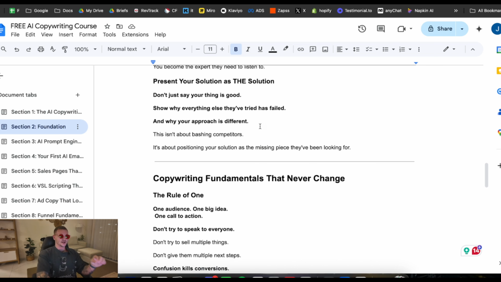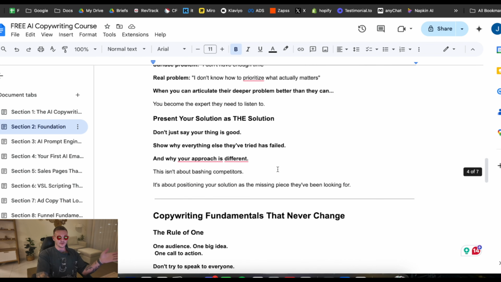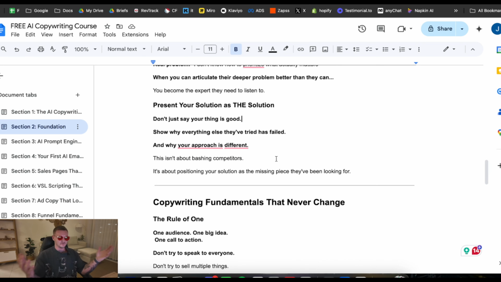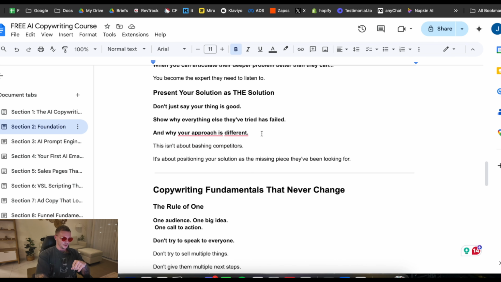So this is the next part. Present your solution as the solution. If you've done everything well up until this point, then this part becomes easy and it just flows in better. If people feel like you understand them, they're already going to think that you've got the solution. So you don't say your thing's good. You show them why everything else that they've tried has failed and why your approach is completely different.